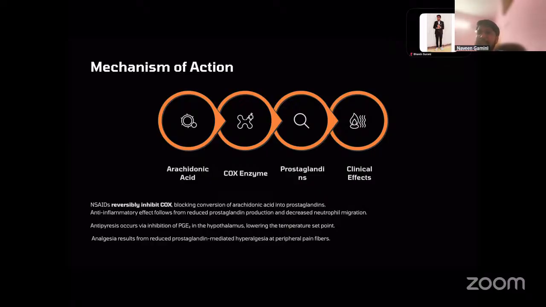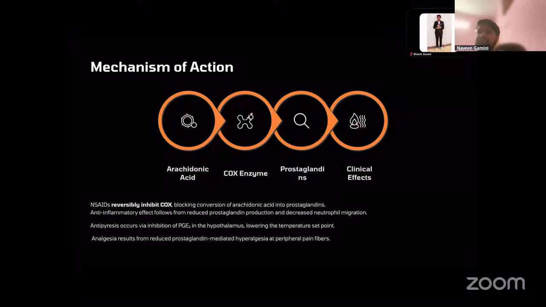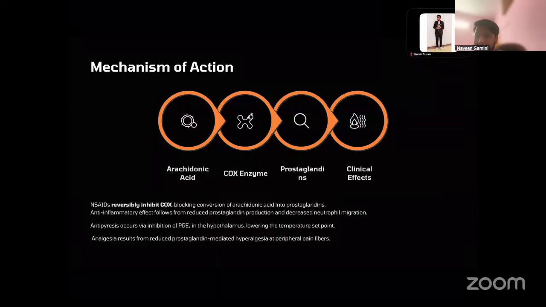Whereas antipyresis occurs via inhibition of PGE2 in the hypothalamus, thereby lowering the temperature set point. And analgesia is because of reduced prostaglandin-mediated hyperalgesia at the peripheral pain fibers. So the NSAIDs have three important roles: anti-inflammatory, antipyretic, and analgesic. Consistently, all these three are mediated by reduced prostaglandins.